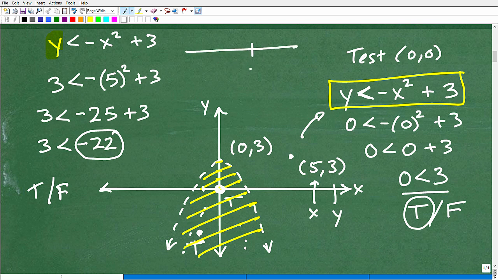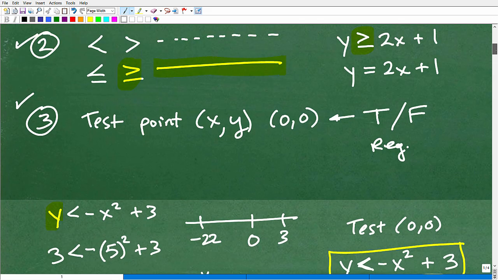Remember, on a number line, here's 0, here's -22 way over here, and here's 3. -22 is less than 3. 3 is not less than negative 22. That's false, and that's what we expected. Okay, this is in the false region. So this is how all these inequalities work, whether we talk about quadratic inequalities or linear inequalities. So to kind of review again, I'm going to wrap this up.